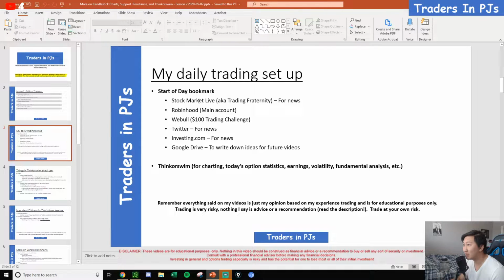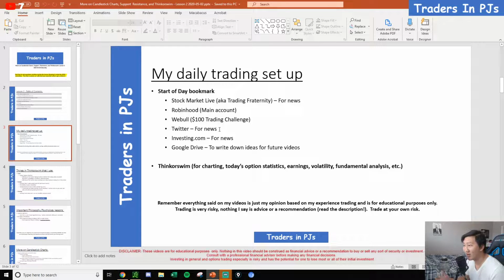It's actually quite simple. You can go through it right here. I have Stock Market Live, which is a YouTube channel that is run by Trading Fraternity. And for news, I have my Robinhood account, which is my main account to trade with, my Webull account, which is my $100 trading account. I have Twitter, which I started using recently because of the Elon Musk event and how valuable having Twitter open is. I don't really tweet. I'm not really a Twitter person. But just how valuable it is for live news, I've started to incorporate it into my trading. So highly recommend you guys do this as well.